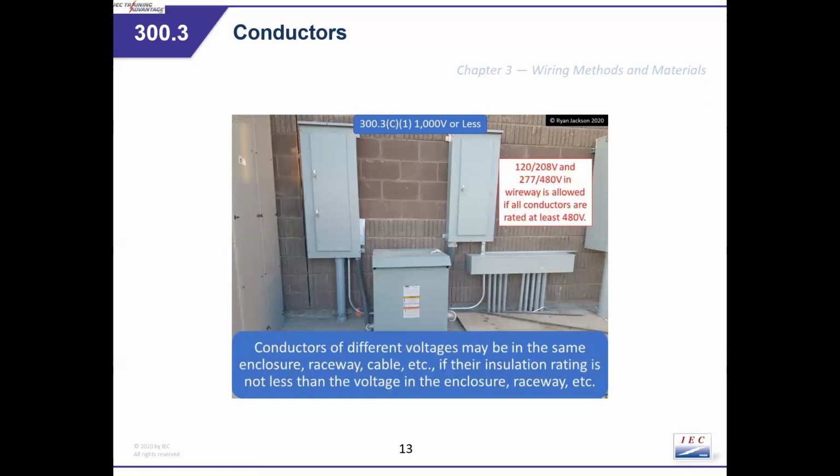Continuing on, conductors of different voltages may be in the same enclosure, raceway, cable, etc., if their insulation rating is not less than the voltage in the enclosure, raceway, etc. 120/208, 277 volt wire in wireway is allowed if all the conductors are rated at least 480 volts, typically 600. We know that.